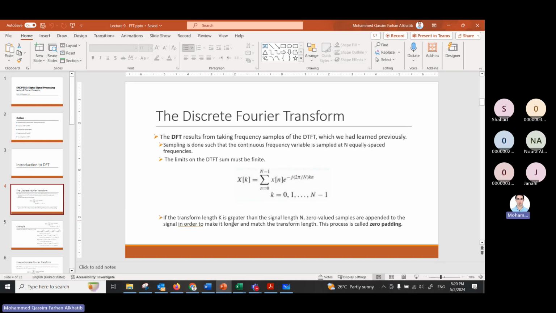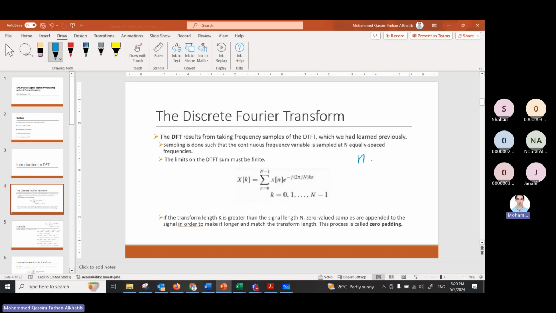So if the transform length is greater than the signal length, zero value samples are appended to the signal in order to make it longer and match the transform length. This process is called zero padding. Now, what we mean by that: usually if the length of my signal is 5, k must have 5 values, or uppercase N. That's my Fourier points. However, if my signal has 3 points and I ask for 5 points, I will add 2 zeros to that signal.